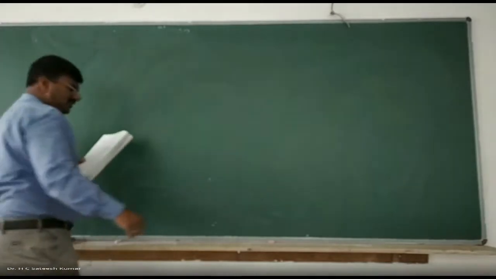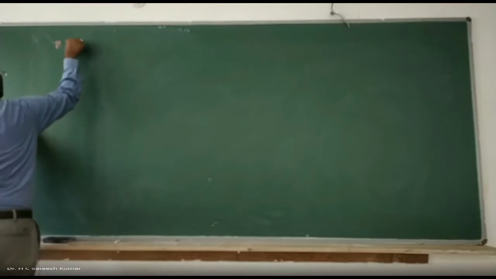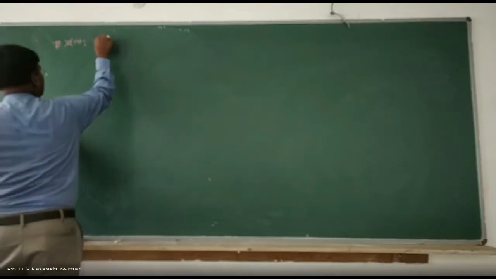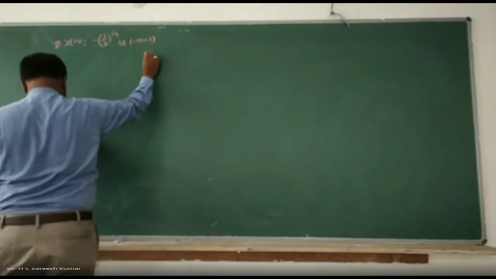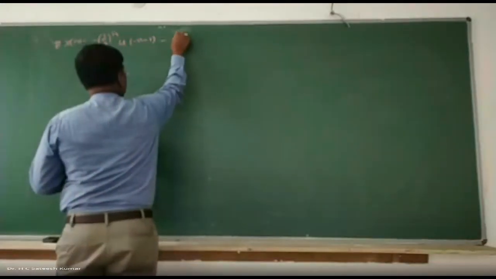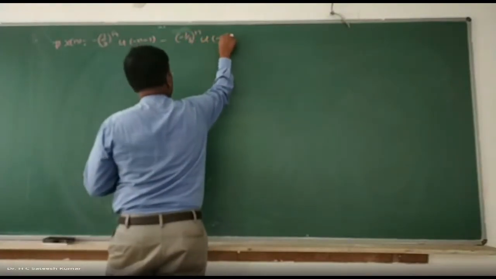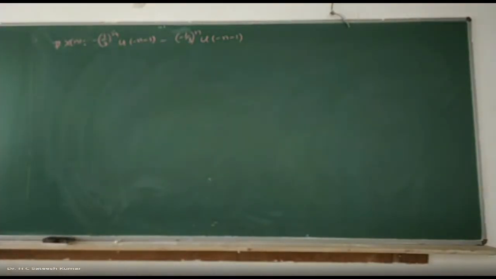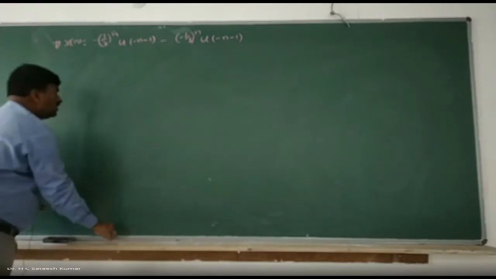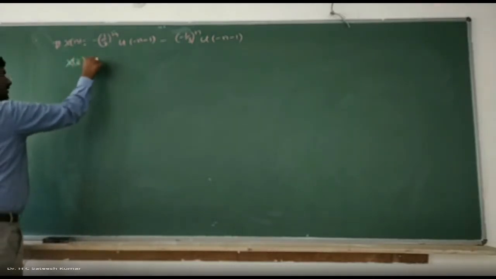Another examination problem. x of n is equal to minus half to the power of n into u of minus n minus 1, minus 1 by 3 whole power n into u of minus n minus 1. This is an examination problem for 4 marks. So how will you do this? Very simple one, a direct problem, based on the Z transformation linearity property.